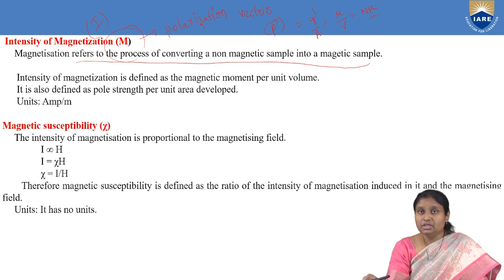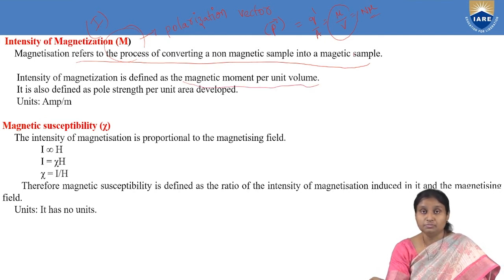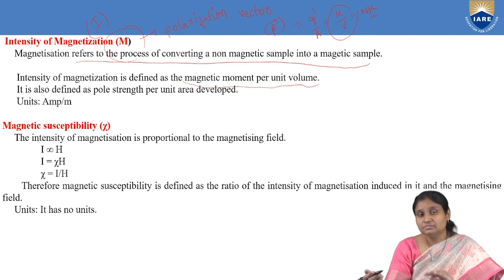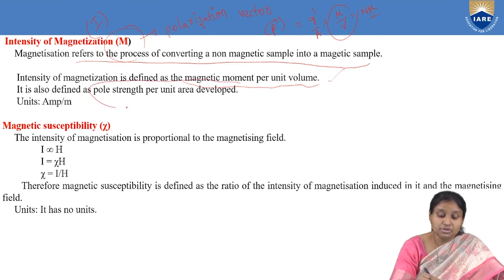When we talk about intensity of magnetization, just like we defined polarization as dipole moment per unit volume, here also intensity of magnetization is defined as magnetic moment per unit volume. Why am I referring to dielectric terms here? Because it will be easy for us if we compare definitions associated with dielectrics with definitions associated with magnetism. There we talk about induced charges per unit area, and here we talk about pole strength per unit area.